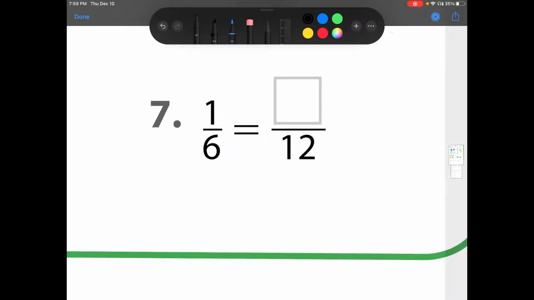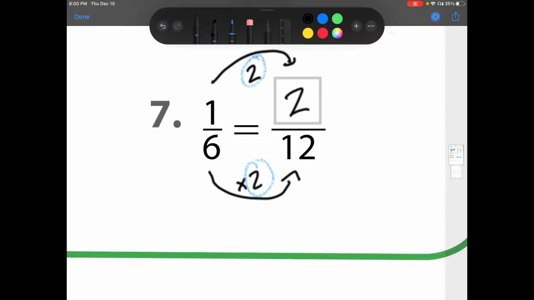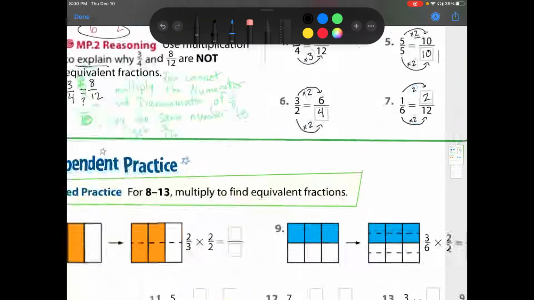So now we have this next one. Same thing. How did I get from 6 to 12? Well, I multiplied it by 2. And we have our saying again, whatever I do to the denominator, I have to do to the numerator. So what do I have to multiply it by? I need to multiply it by 2. So we have 1 times 2 equals 2.